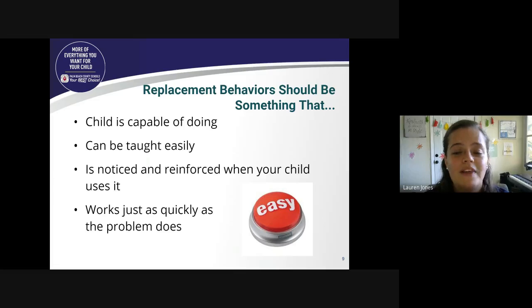It's also important that the new skill is noticed and reinforced when your child uses it. If you're encouraging them and reinforcing them when they're using it, they're more likely to use it in the future. Also, the new behavior should work just as quickly as the problem behavior does. If it's easier and quicker, they might be more likely to use it than the problem behavior that's worked for them in the past.